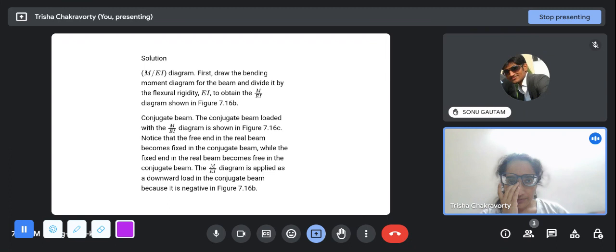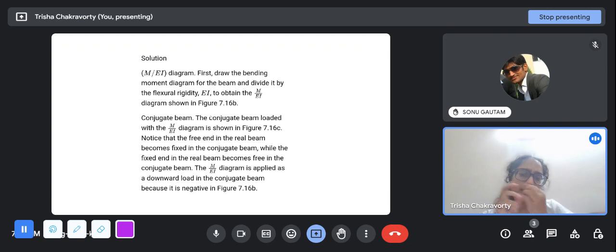The M by EI diagram: we draw the bending moment diagram for the beam and divide it by the flexural rigidity. Because this is a new term, this EI is called the flexural rigidity. Flexure and bending are synonyms basically. So EI is a structure's stiffness against bending, not stiffness. Again, rigidity divided by length gives you stiffness. So flexural stiffness of a beam is EI by L, and flexural rigidity is EI.